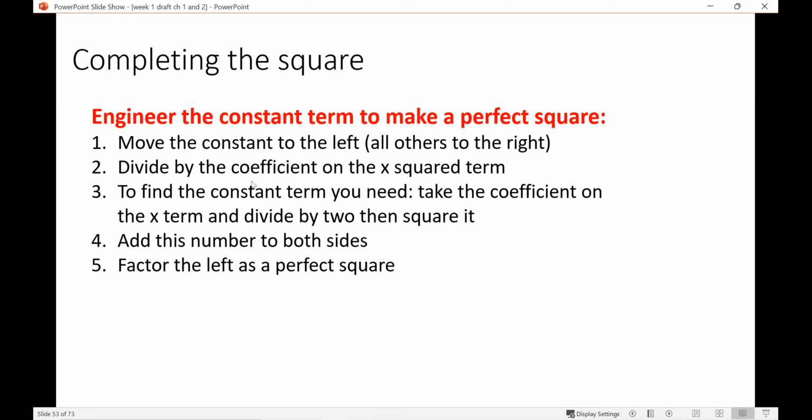It's a little trickier if we have a coefficient on the x squared term. We'll have to divide that out. And then we just have to find the constant term we want, add this number to both sides, and factor as a perfect square. Okay, and then you can use the square root property.